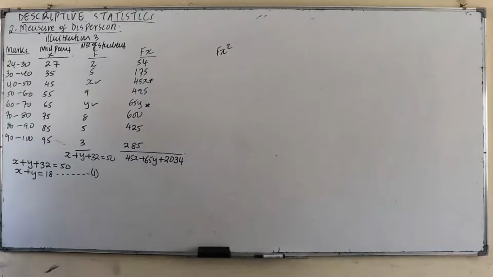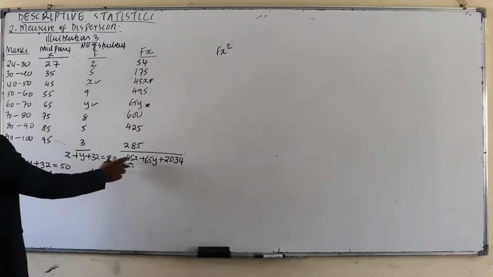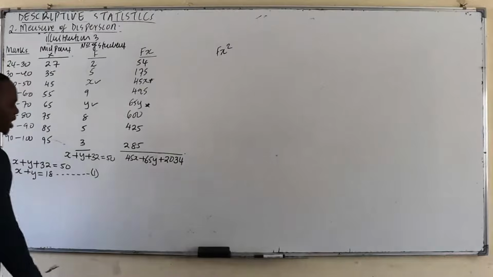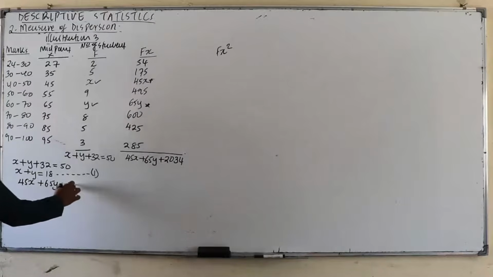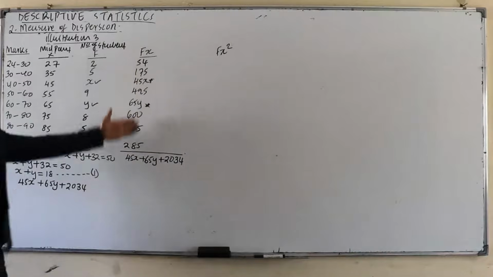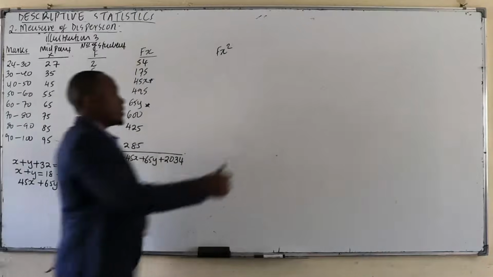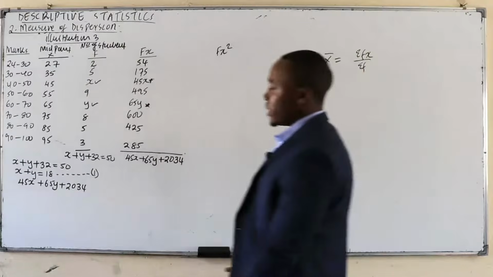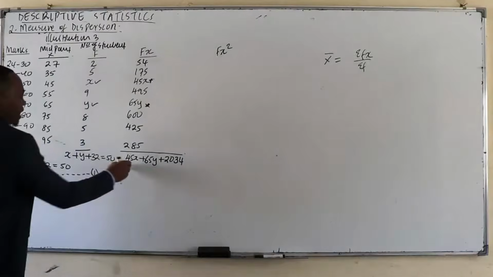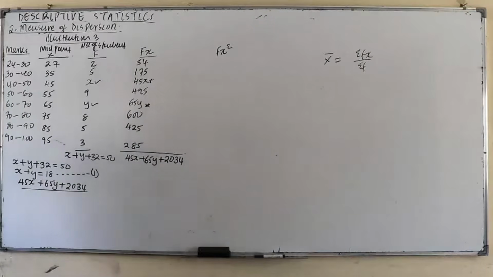Then let's be here. That's why I'm explaining here. We know very well that if you take 45x plus 65y plus 2034, that's the total. So how do we get the mean? To get the mean is the summation of fx divided by the summation of f. This is the summation of fx. If you divide by the summation of f, how many students do we have? They were 50.